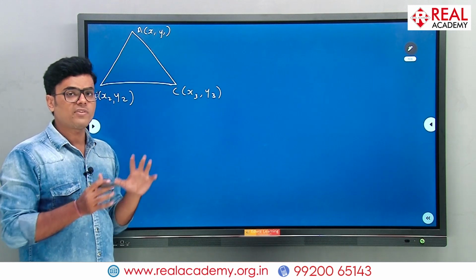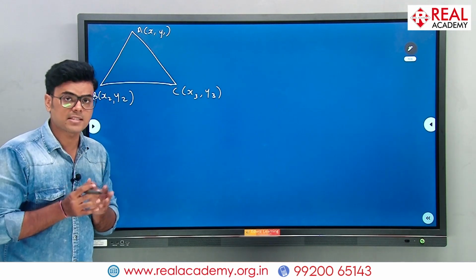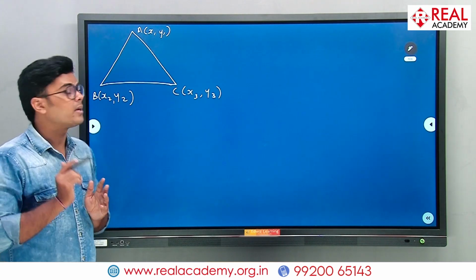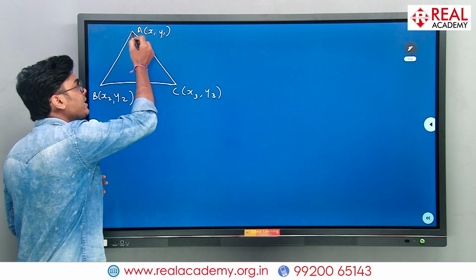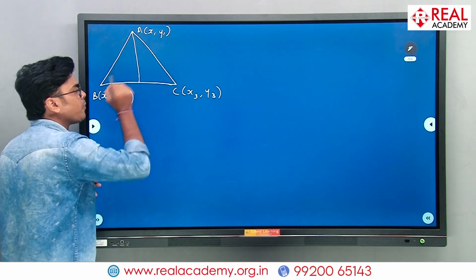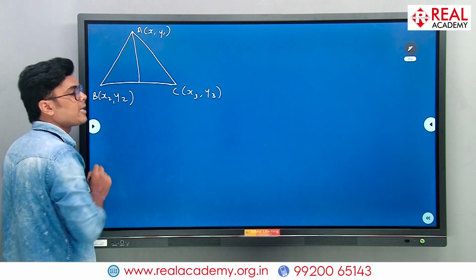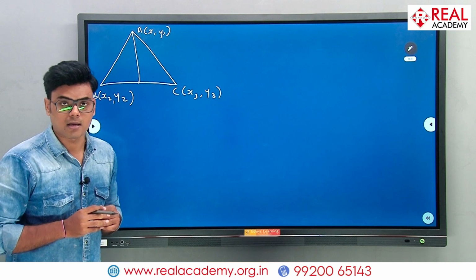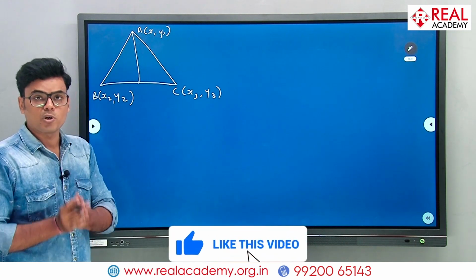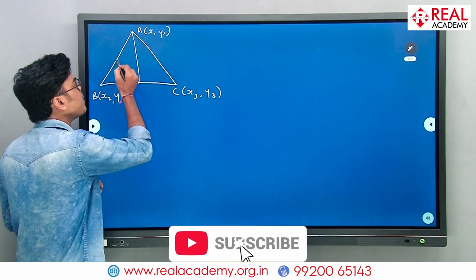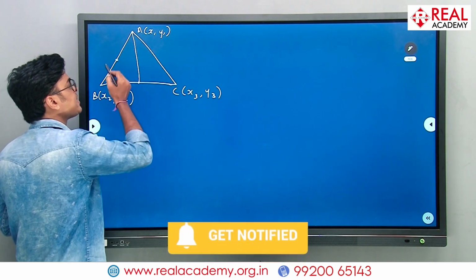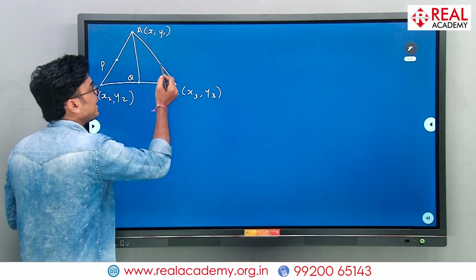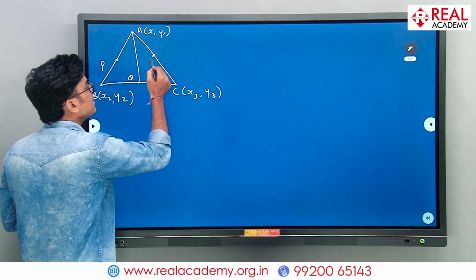Now the question is how to find the centroid of this triangle. First of all, what is a centroid? Centroid is the point of intersection of all the medians of the triangle. What is a median? The line joining a vertex to the midpoint of the opposite side. So if BC is the opposite side of A, this is the midpoint, this line is the median of this triangle. There are two more medians possible. For C, the midpoint of the opposite side AB, let us assume it to be point P, let us assume this to be point Q, and let us assume the midpoint of AC to be R.